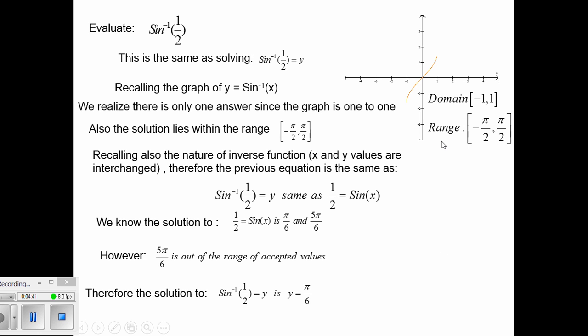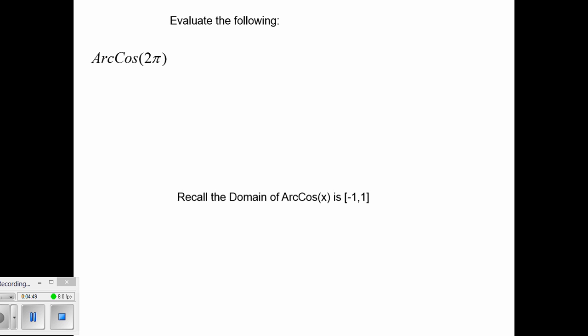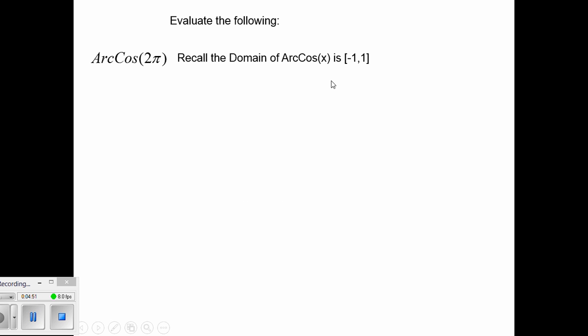All right, so let's look at some other examples. The arc cosine of 2 pi. Well, that's the same as the inverse cosine of 2 pi. But remember, we're only allowed to define the domain of the inverse cosine between -1 and 1. This is well outside of that range, so therefore there's no accepted value.